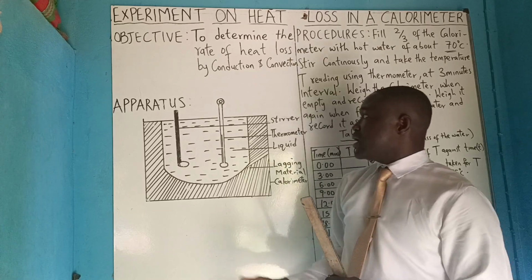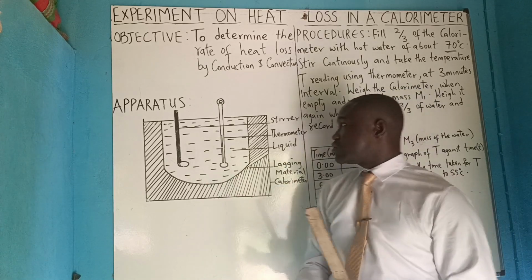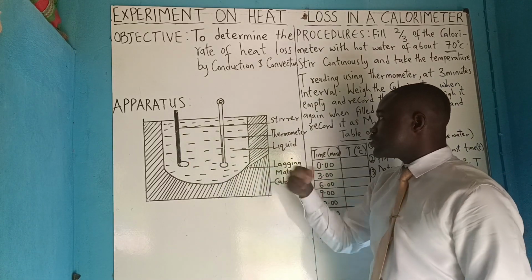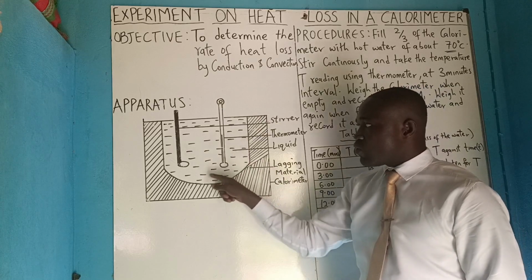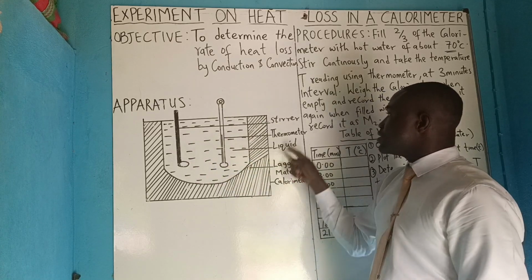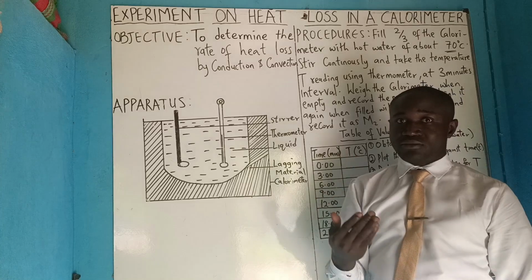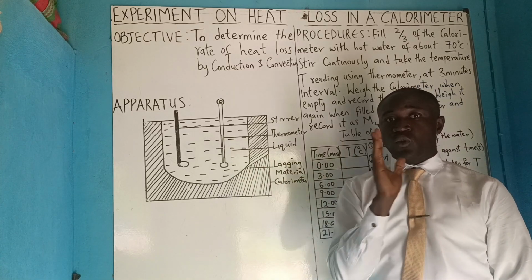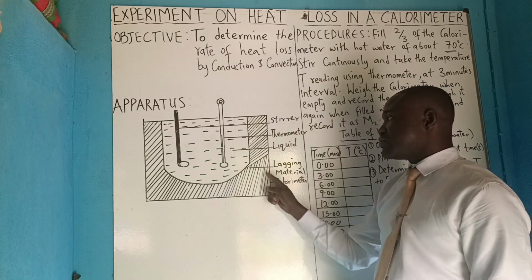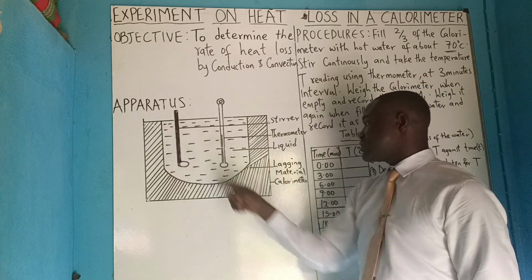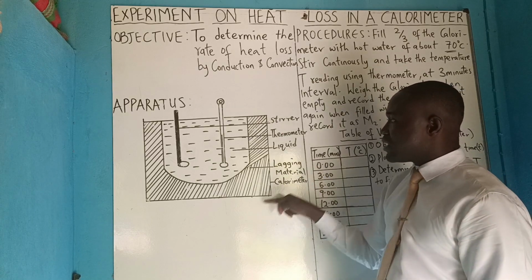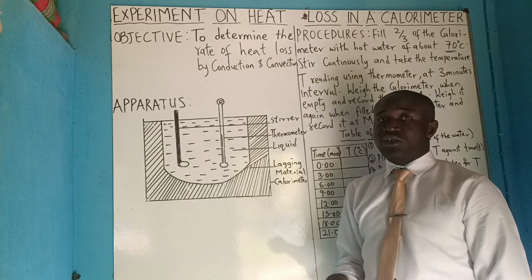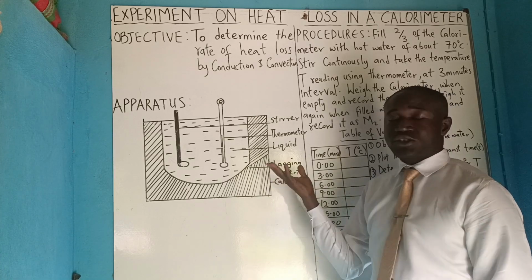This is the apparatus, where we have the stirrer for turning so that the temperature can circulate, a thermometer for measuring temperature, the liquid, in this case water, lagging material, you can see how I demonstrated it, and the calorimeter containing this water.